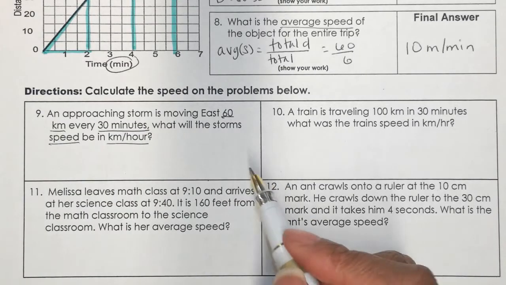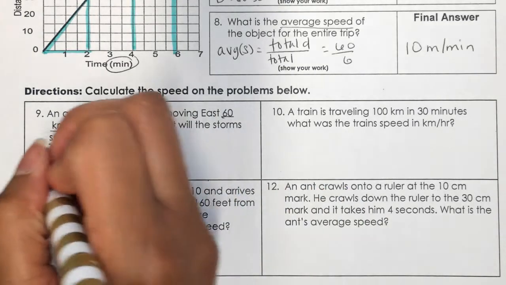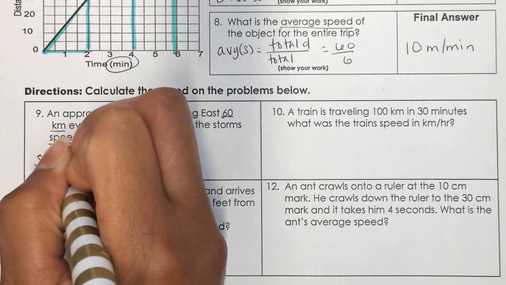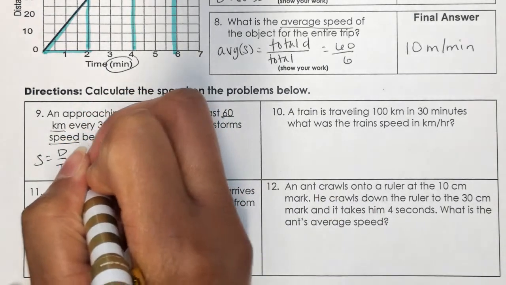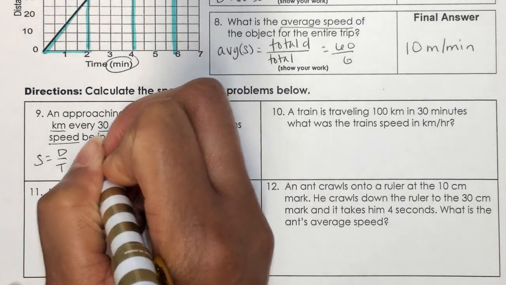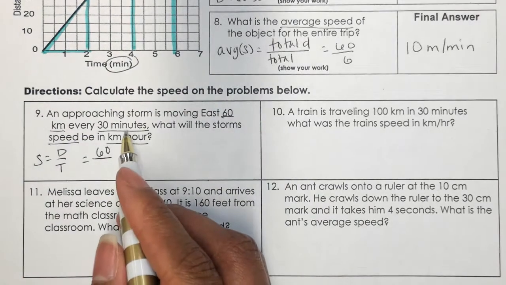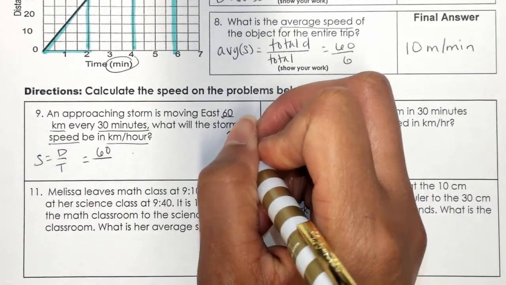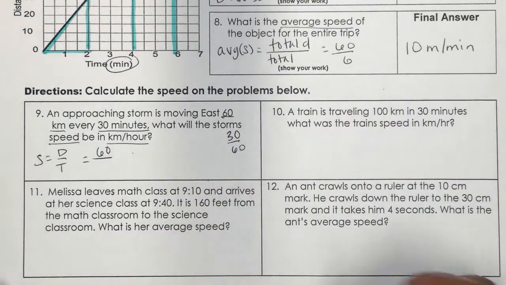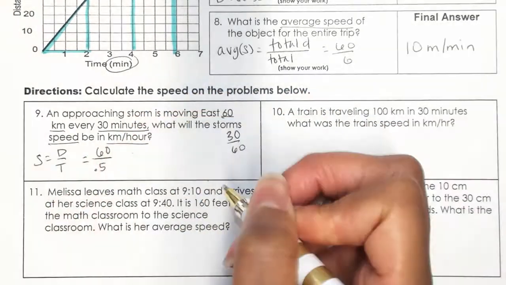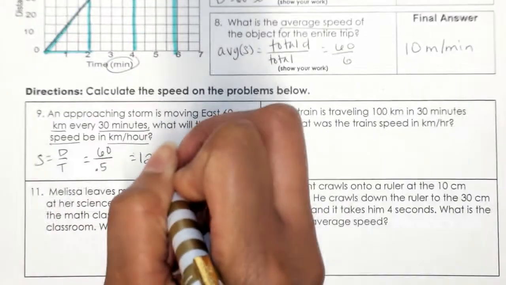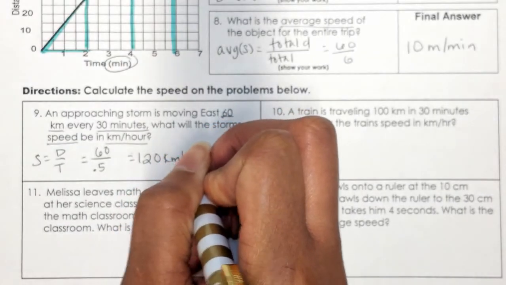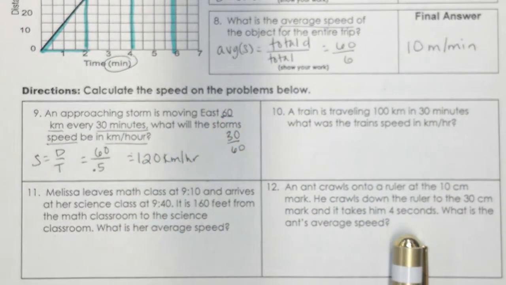I already know I need to change my units from minutes to hours. So speed is equal to d over t. My distance is 60, but my time is not 30. 30 minutes is 1/2 of an hour. So if you didn't know that, you could have done 30 divided by 60 and got 1/2. I'm going to divide by 0.5, and my final answer was 120 kilometers per hour.